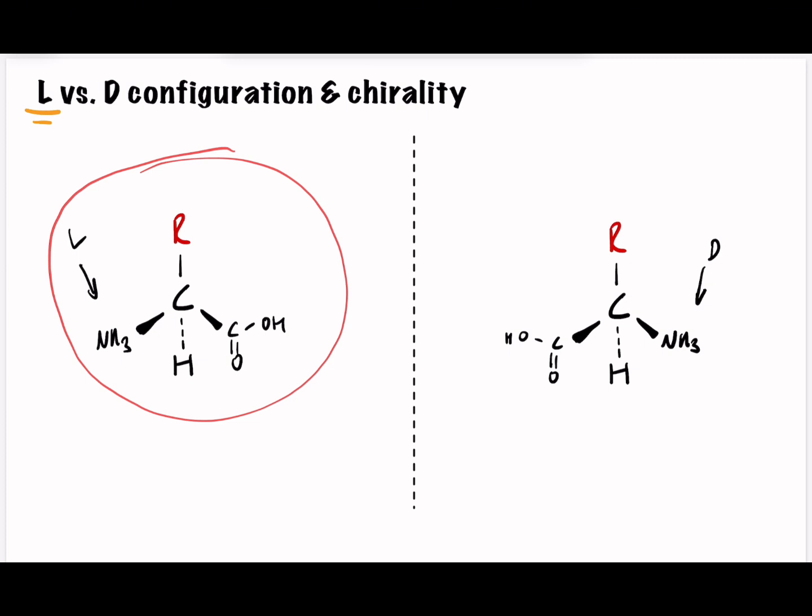And so you typically won't be drawing amino acids, or you won't have to answer questions about RS configurations or other stuff like that. But you just should know that all amino acids are L configurations in terms of the MCAT.